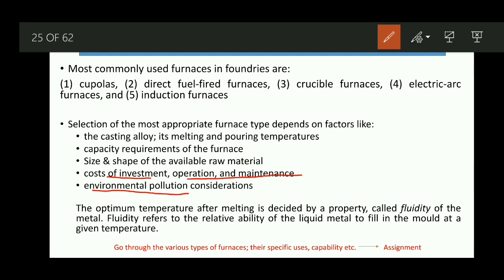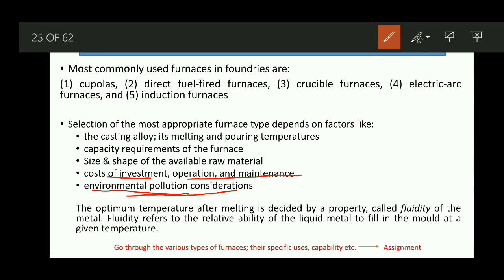So for that also we have to incur a huge energy supply. It may be in terms of heat, or that particular heat supply may come from burning of fossil fuel, maybe by electrical methods. There are various ways available. So this is one of the environmental pollution considerations.